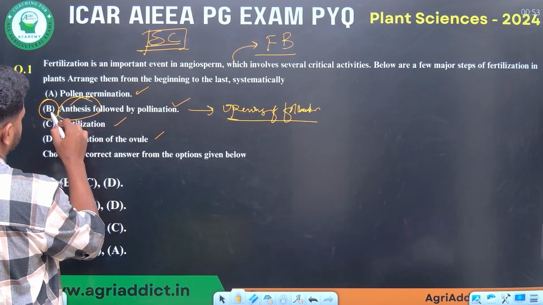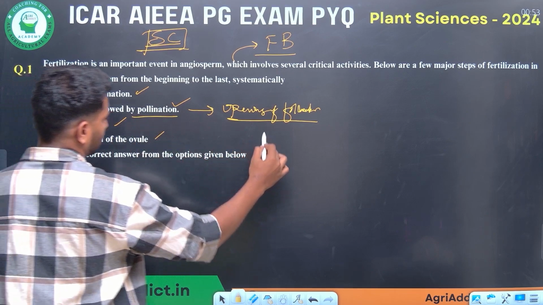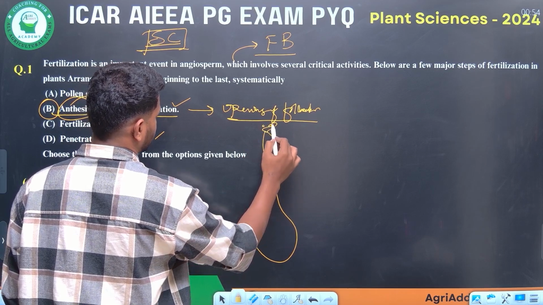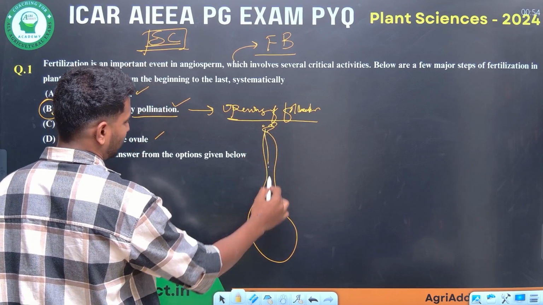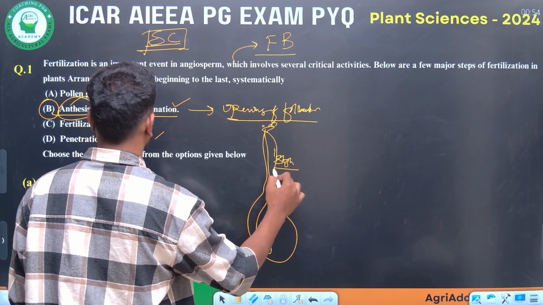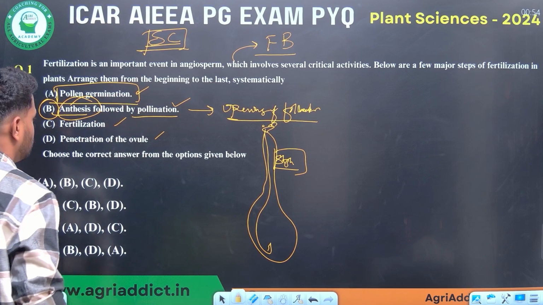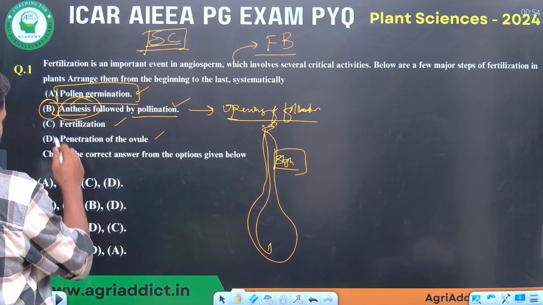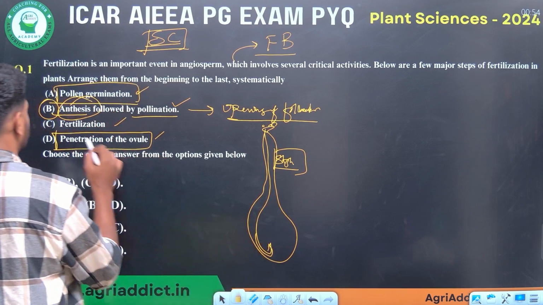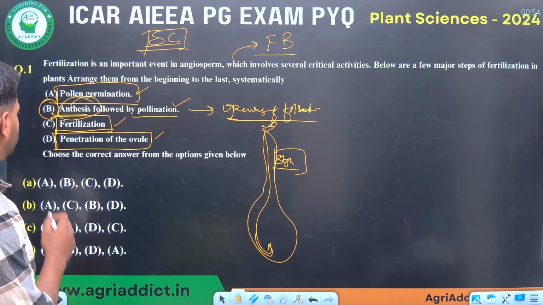Once the flower is open, pollination occurs. Once the pollen falls on the stigma, it travels through the style to the ovary, if you remember. That is called pollen germination. Once the pollen is germinated, it will penetrate to the ovule, forming the pollen tube, and once the tube is formed, finally it reaches the ovary and fertilizes. So that C will be the last step.